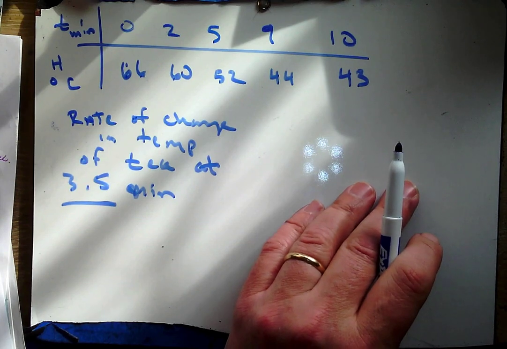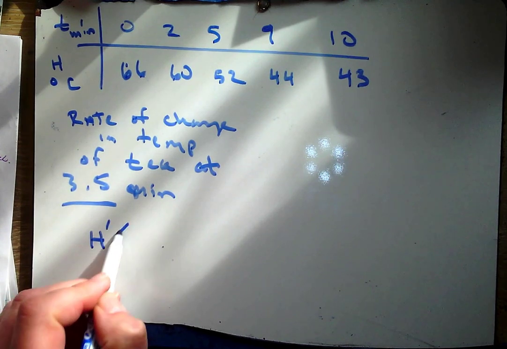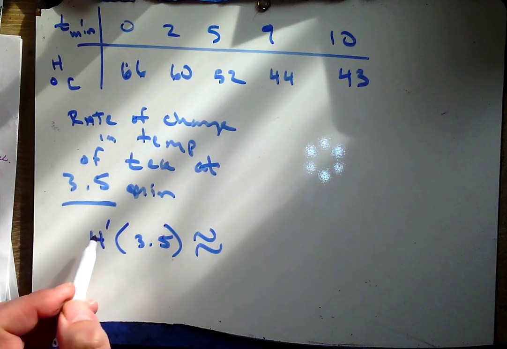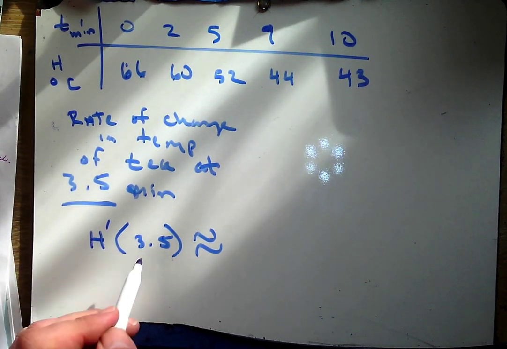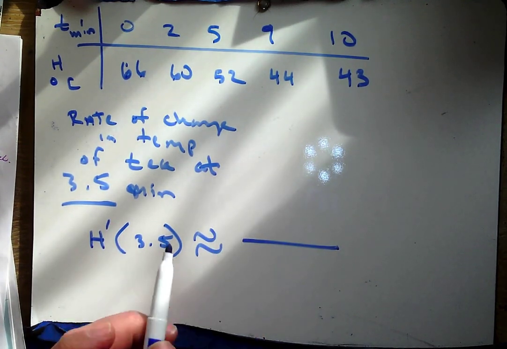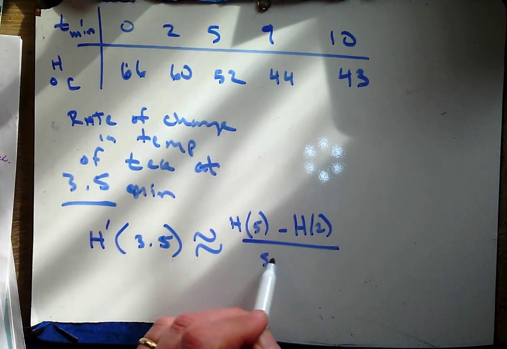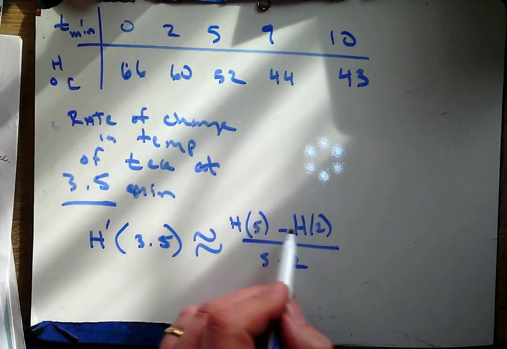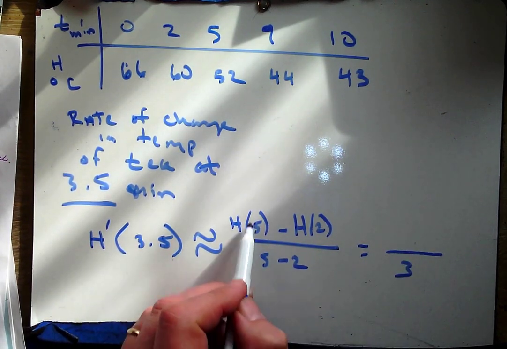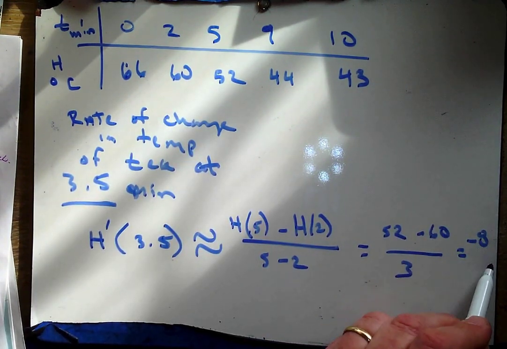So all I'm going to do to approximate the rate of change at 3.5, right? They're saying find h prime of 3.5. Well, no, they're not. They're saying approximate h prime. Approximate the rate of change in the temperature of the tea at this moment in time. And the way I'm going to do that is to use my average rate of change. I'm going to say h of 5 minus h of 2 over 5 minus 2, right? Because, look, 3.5 is actually halfway in between those. That's supposed to make you feel more at ease. H of 5, 52, h of 2, 60, and so I get negative 8 over 3.